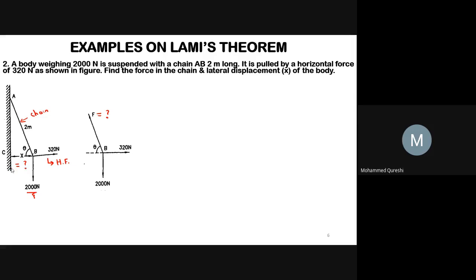So first of all, we will draw the free body diagram from the given figure. So this is point B. I am plotting this point B, and below point B 2000 Newton in the downward direction and 320 Newton in this direction, and the force F is unknown.